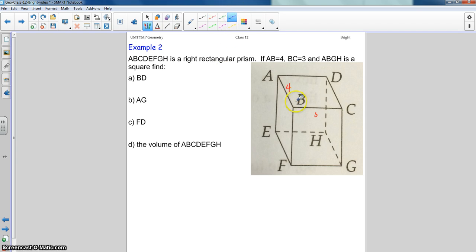So let's see, I want to find BD, right? Well, opposite sides of a rectangle are congruent, so this would be 3, and this would be 4. And I know that this is a 90-degree angle. So we studied Pythagorean triples, 3, 4, 5. Okay, so this one is just 5. So I know that that is 5. Alright, and now AG. Okay, this could be a little challenging.